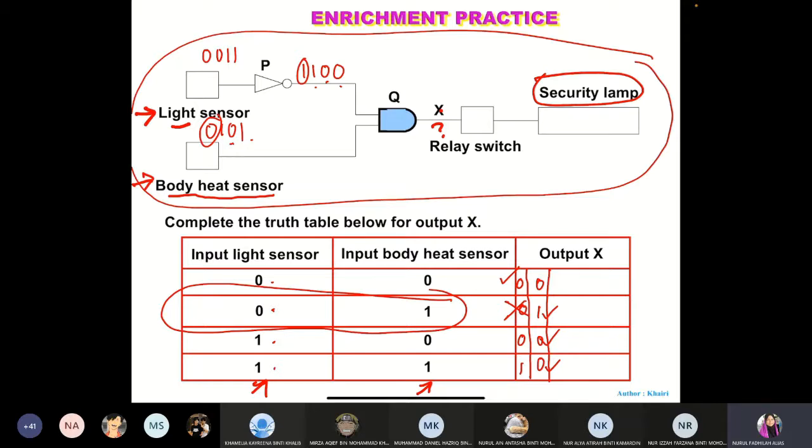So they ask, when will the security lamp switch on? So the answer is during this condition. When is that? When the input light sensor has 0 voltage and the input body sensor is 1. It means somebody walks past, or it is night time.